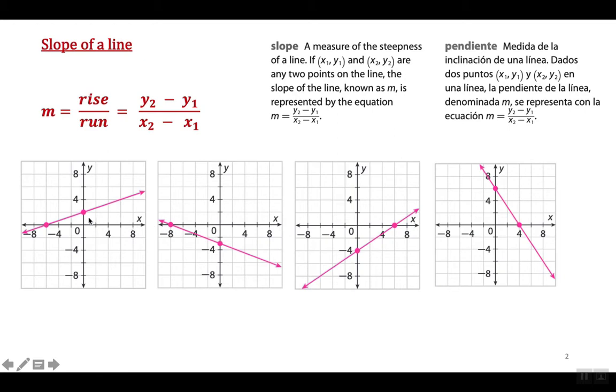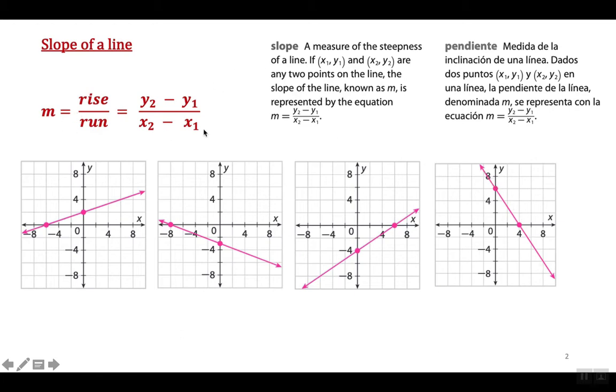Now, you always look at the line from left to right, just like you read a sentence from left to right. If the line is going up, the slope is going to be positive. If it's going down, the slope is going to be negative. If it's going up from left to right, the slope is positive. If it's going down from left to right, the slope is negative.